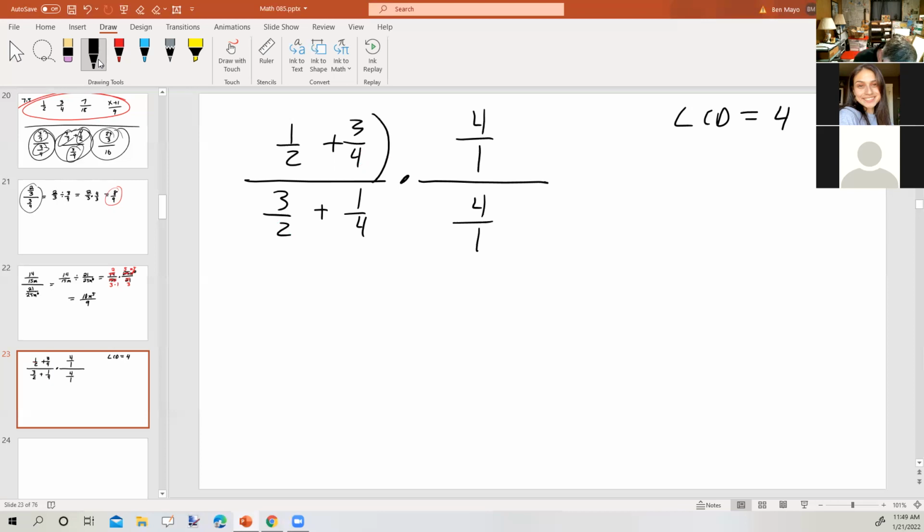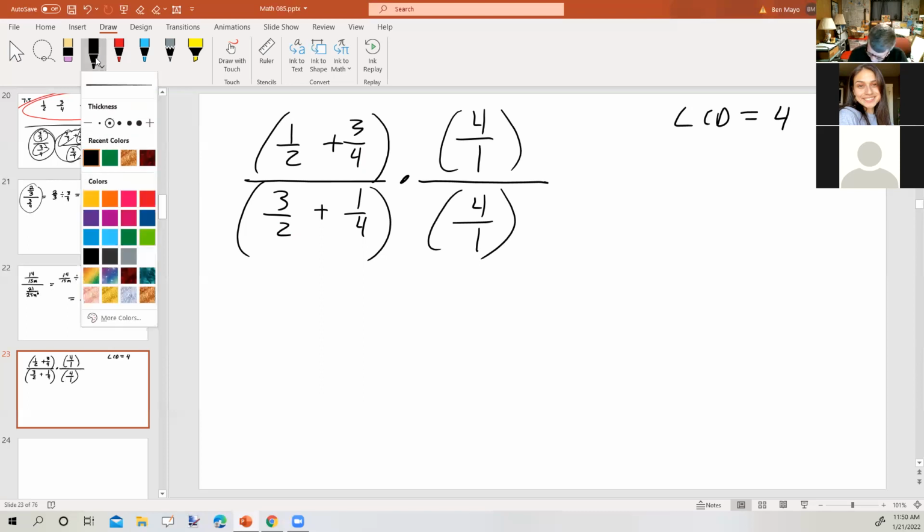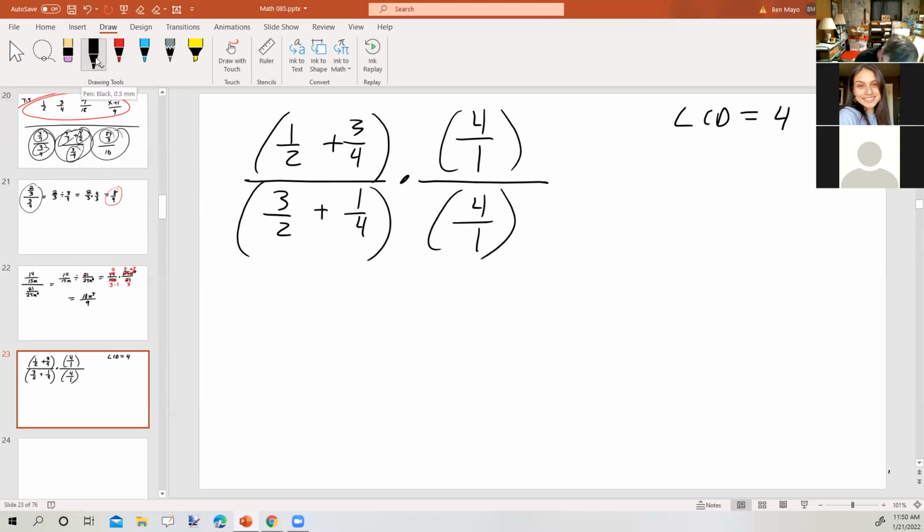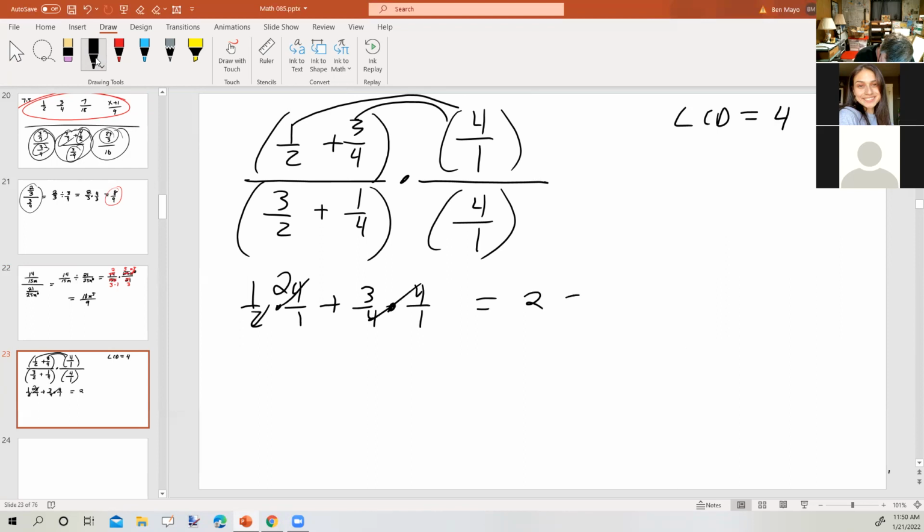So how does that work out in terms of our multiplication? Okay. So we're going to get 1/2 times 4 over 1 plus 3/4 times 4 over 1, which is 2 plus 3, which is 5, in the numerator. Any questions how I got those reduced and everything?